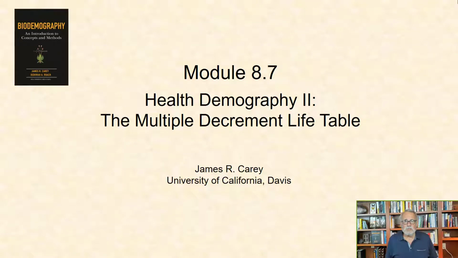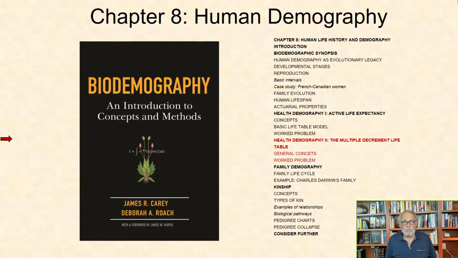In this module of Chapter 8 on Human Demography, Module 8.7, I cover the second of the two life table models on health demography, this one on the multiple decrement life table. This includes concepts, basic model, and a worked example.